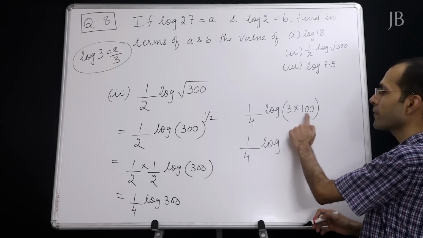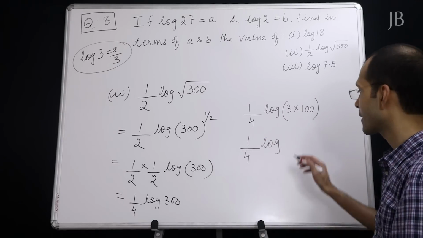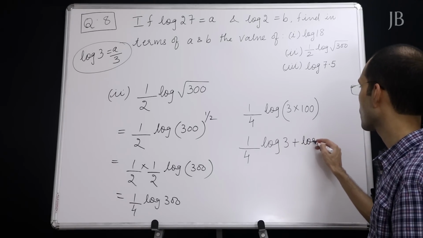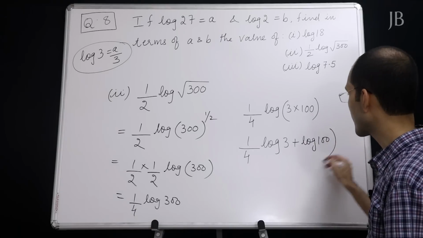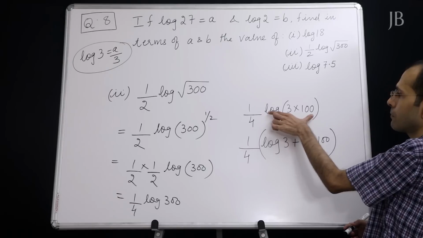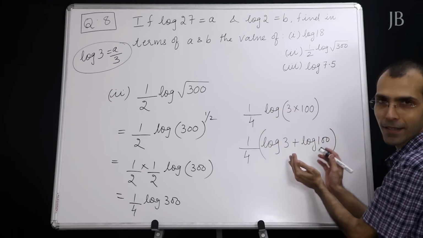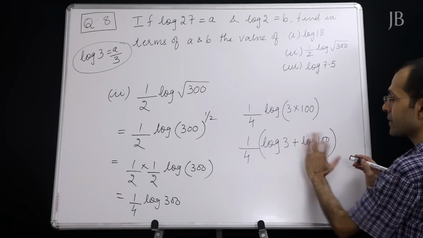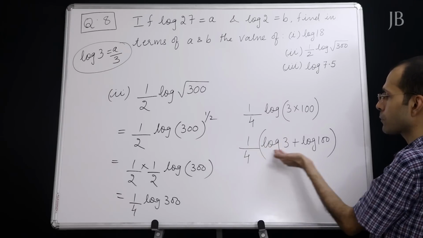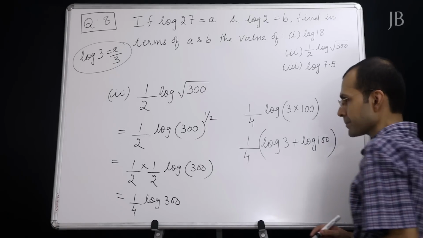So this becomes log of AB, that is log A plus log B. But this will come in brackets, because 1/4 is meant for this whole body, and this body corresponds to log 3 plus log 100. This is equivalent to this, multiplied by 1 by 4. If you do not put brackets, then 1/4 will get multiplied only with log 3. That will change the meaning and it will be incorrect.